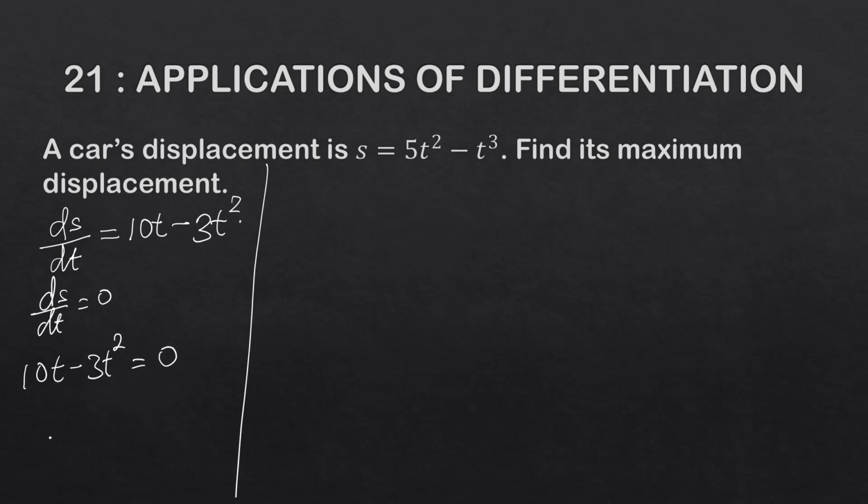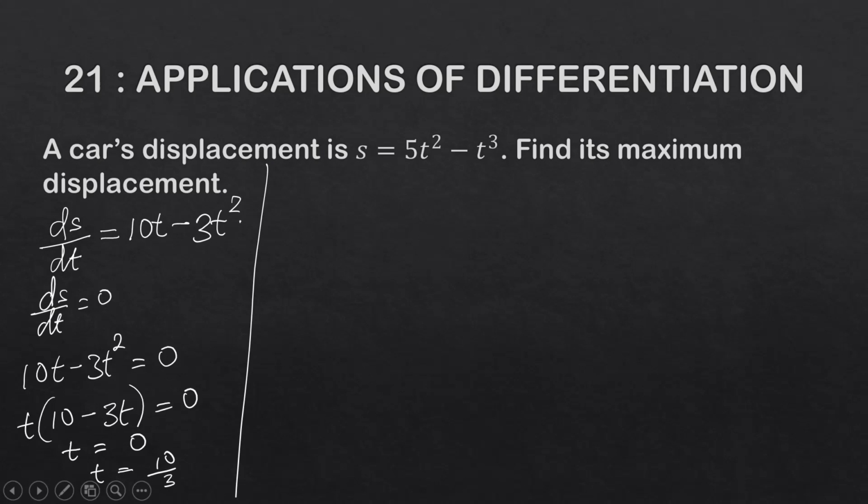So at this point, I'm going to factor out. I'm going to bring out t. t is going to come out, leaving 10 minus 3t equal to 0. Therefore, t is 0 and t is going to be equal to 10 over 3.